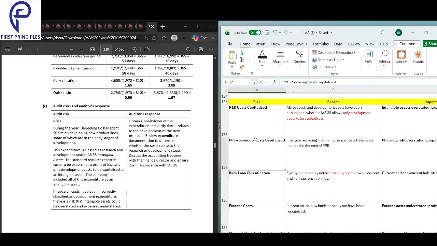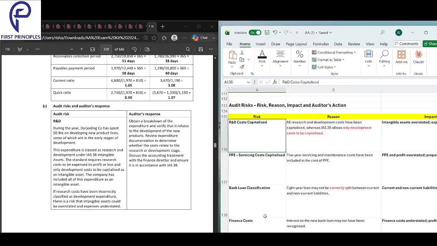Finance cost, bank loan classification, and PPE. So these four risks we have done. Tomorrow we'll be able to close this question.